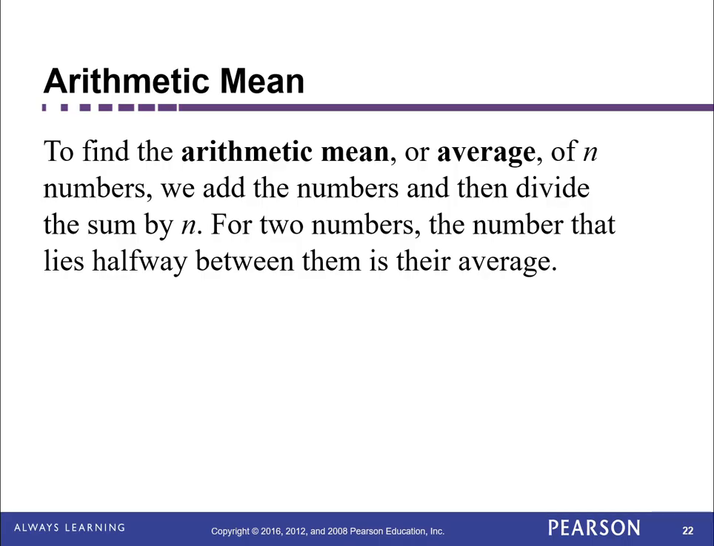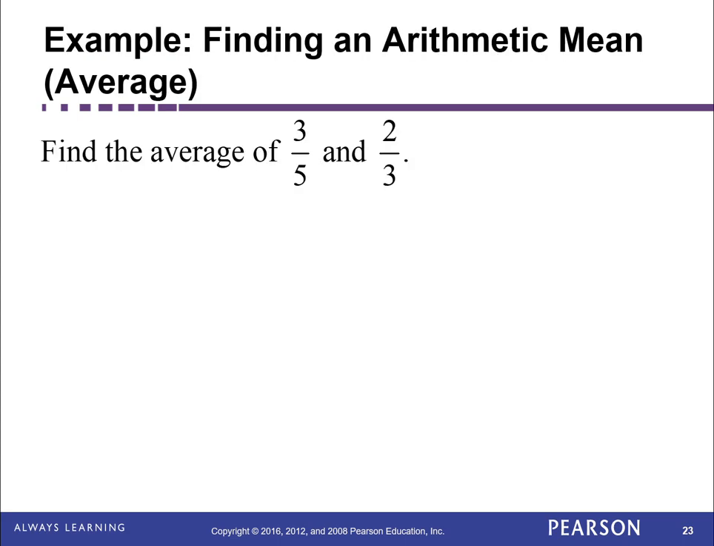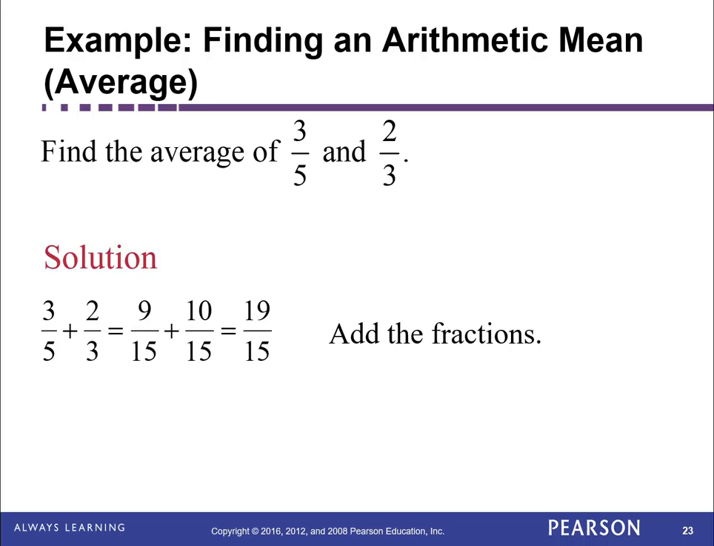Now let's look at what we call the arithmetic mean. That's what it leads us to. To find the arithmetic mean, or the average of n numbers, we add the numbers and divide the sum by n. For two numbers, the number that lies halfway between them is their average. Okay, so if I wanted to find the average of 3/5 and 2/3, I would just need to add them together and divide by 2. So that's essentially what we're starting with here.